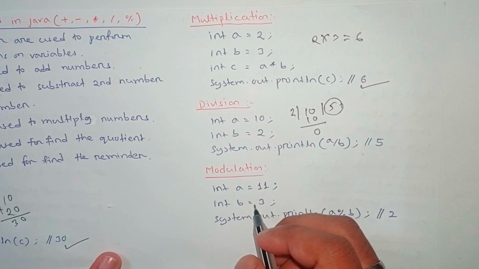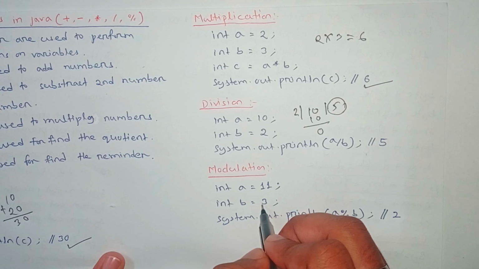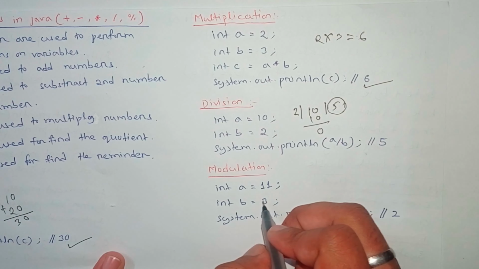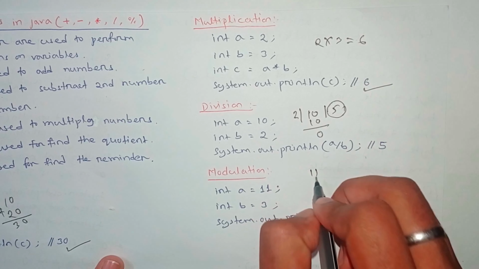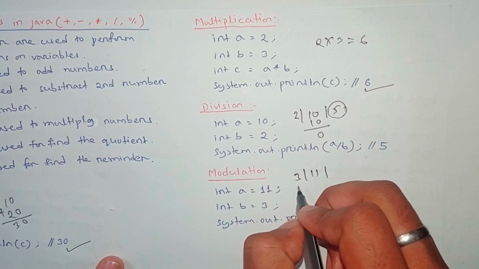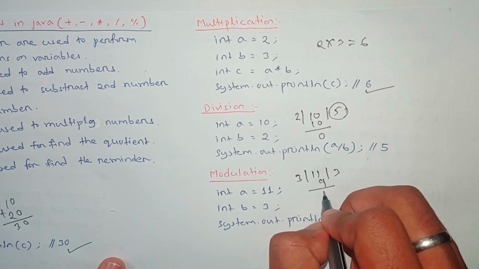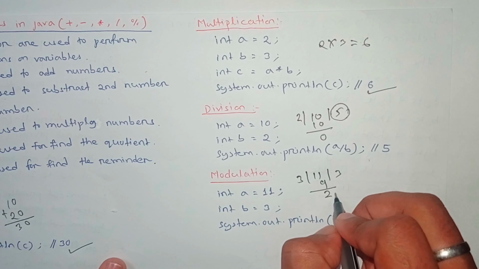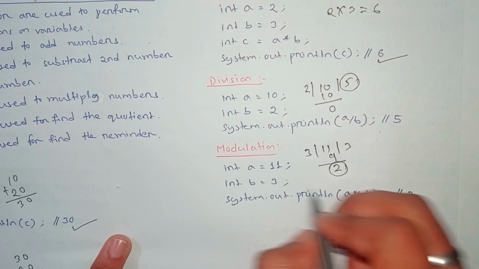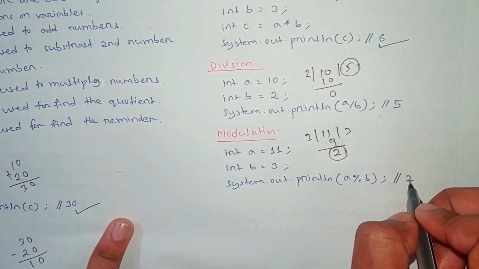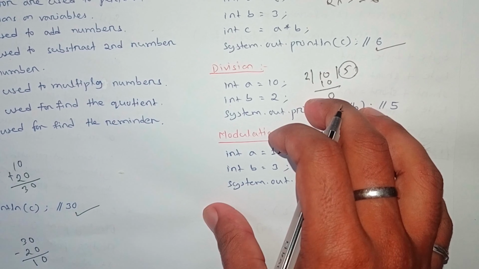Okay, like this. Modulation. int a equal to 11, int b equal to 3. So to find the modular value, 11 divided by 3, the remainder is 2. So our output will be a mod b, that means 11 mod 3, our output is 2. Okay, these are very simple and clear.